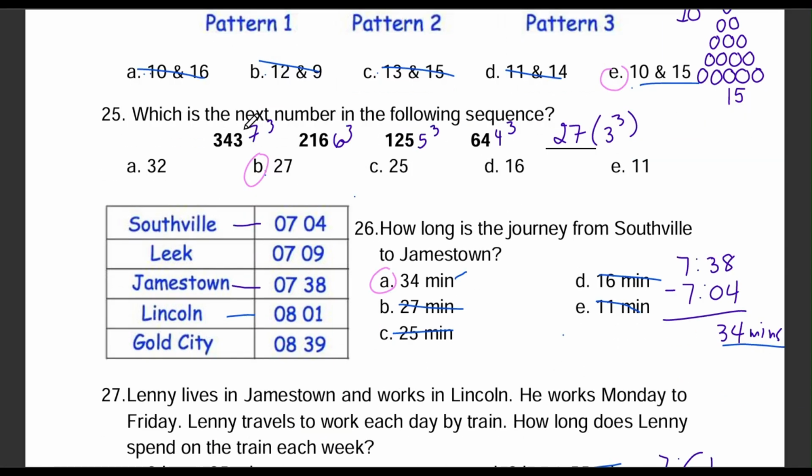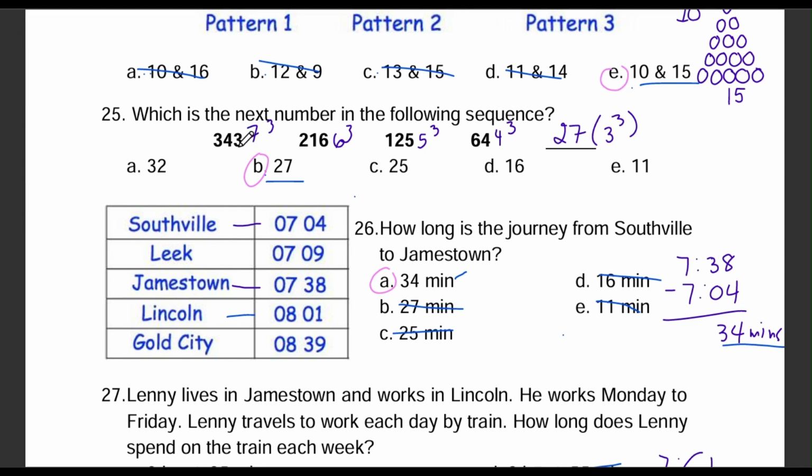To figure out the next number in this sequence: 343, 216, 125, 64, and then a question mark. So what comes next? Our options are A. 32, B. 27, C. 25, D. 16, and E. 11. The correct answer here is B, 27. Now let's break down why. If we look closely at the sequence, we'll notice something special about each number.